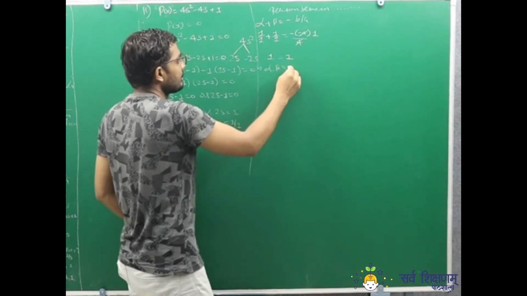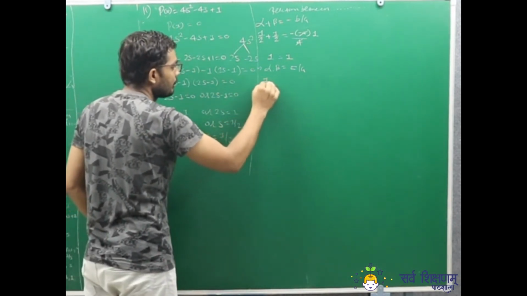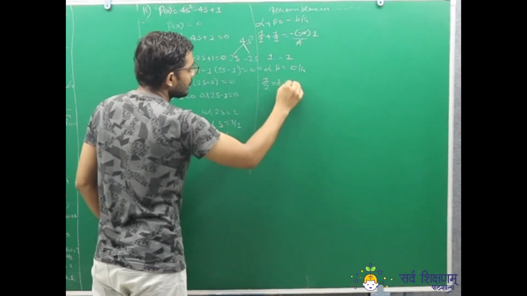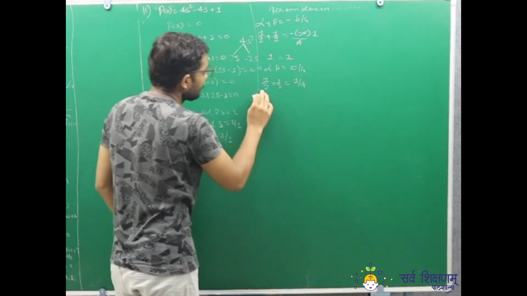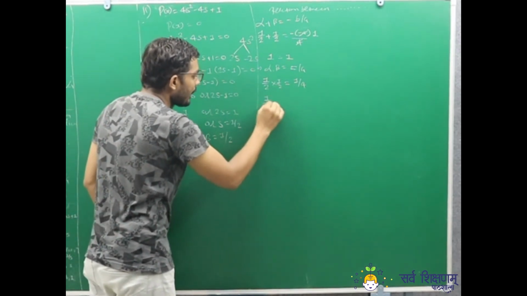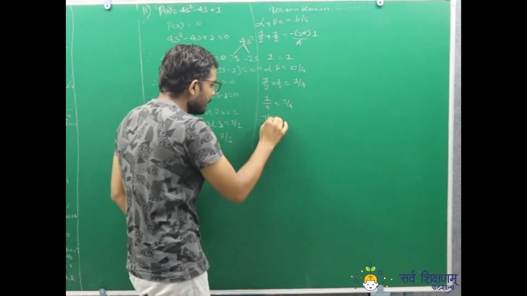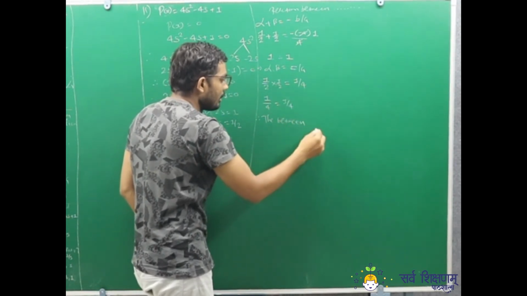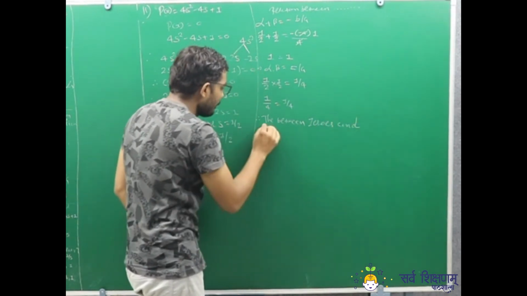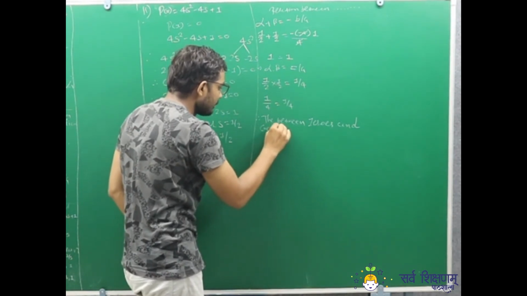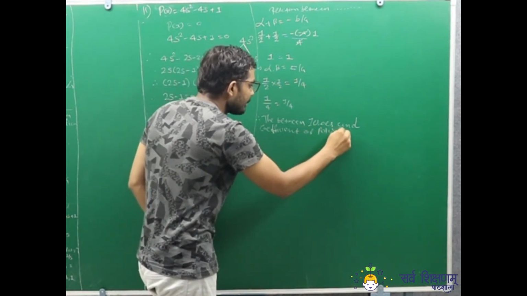Second relation, alpha into beta is equal to c by a. Alpha into beta, the value of alpha is equal to 1 by 2, the value of beta is equal to 1 by 2, the value of c is 1 and the value of a is 4, therefore 1 by 4. The multiplication of 1 by 2 and 1 by 2 is equal to 1 by 4, which is equal to 1 by 4. Therefore we can say that the relation between zeros and coefficients of the polynomial is proved.